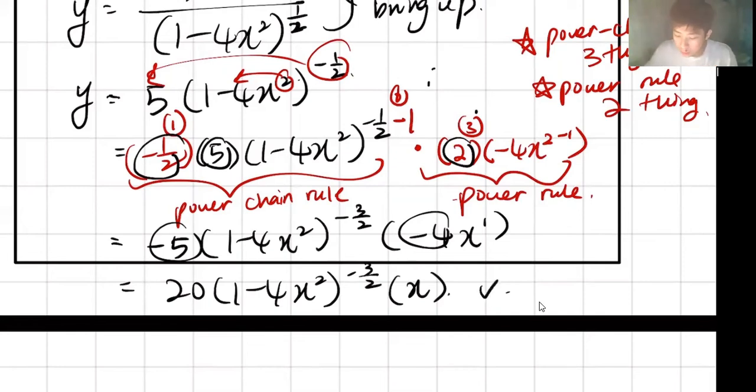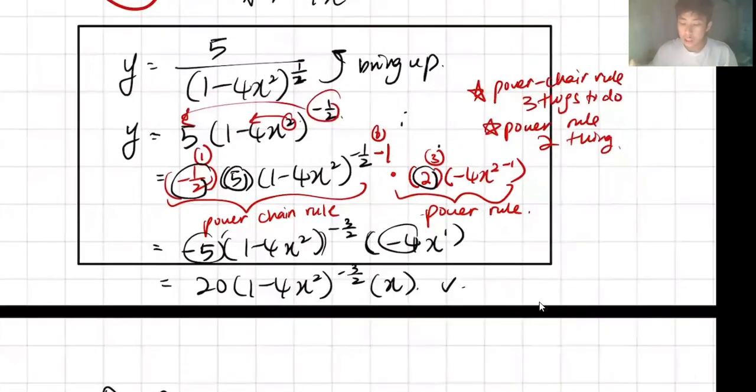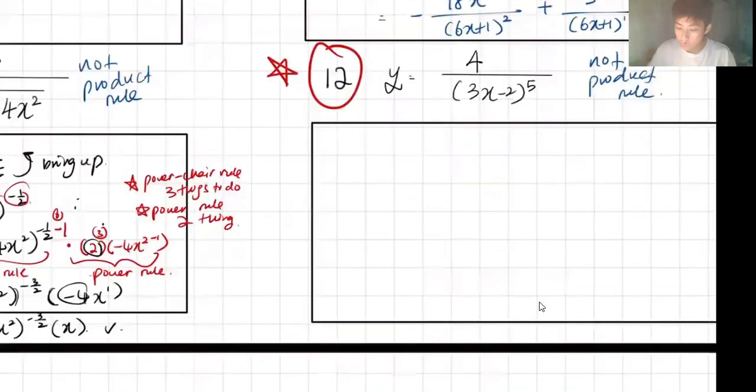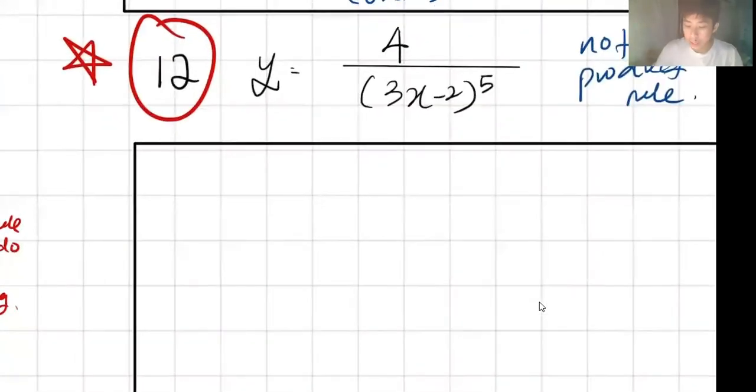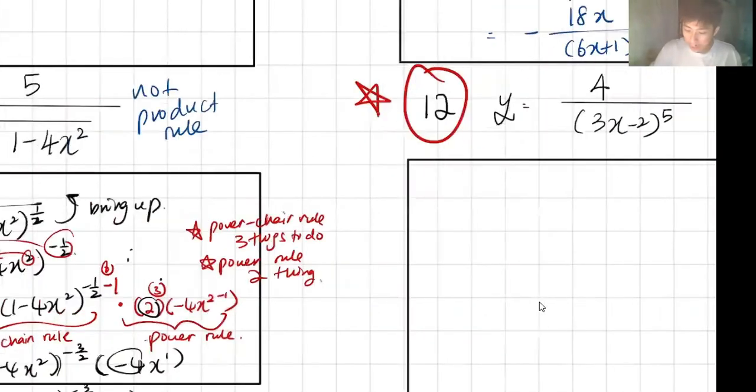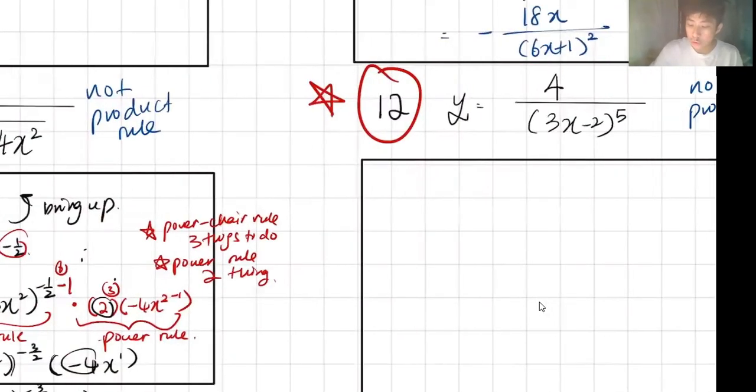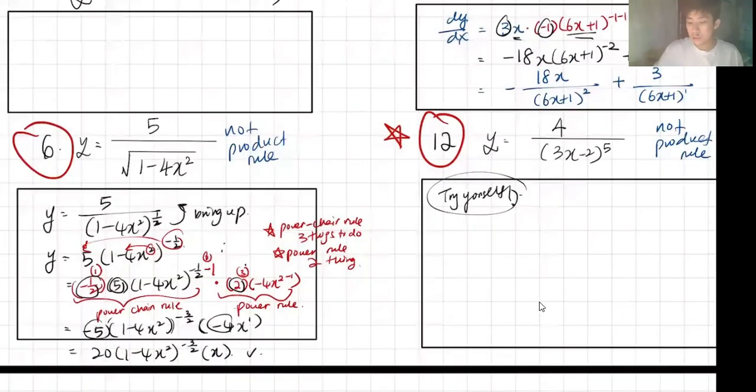Okay, why can I times the numbers like this? Because there's no plus here. Everything is multiplying each other. You see, not multiply, multiply. When you see brackets next to each other, it's multiplying each other. There's no plus. You understand? So they're multiplying each other, everything, so I can times like that. Okay, number 12 is exactly the same thing as number 6. I want you to try it yourself.